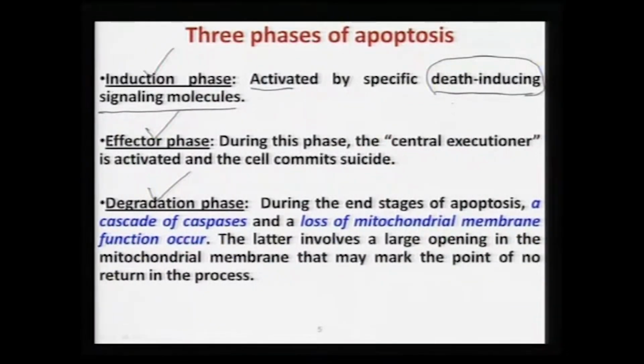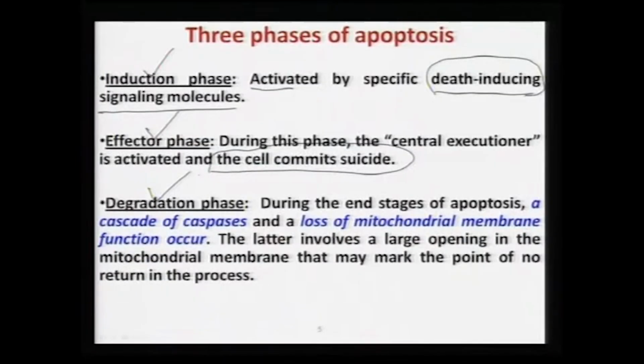The second one is the effector phase. The effector phase is the phase when the cell commits suicide. As I said, it is also a kind of suicidal mode, but in a very silent manner. The third one is the degradation phase. During the end stage of apoptosis, a cascade of caspases, which is a particular signaling pathway, is activated and loss of mitochondrial membrane function occurs.